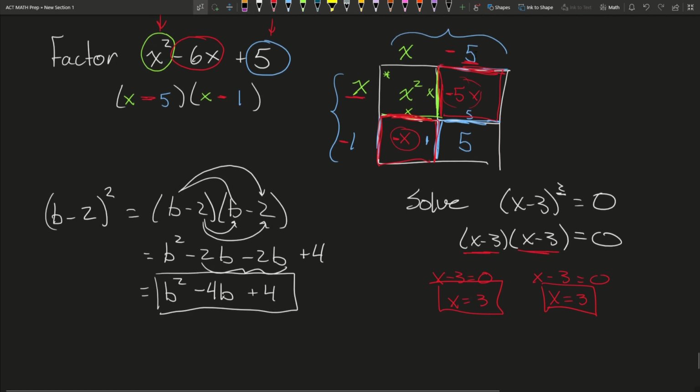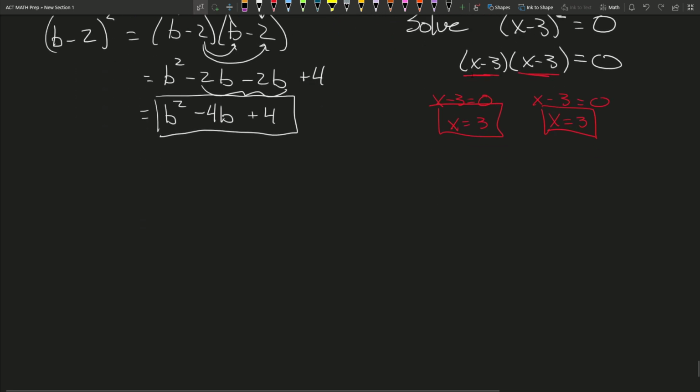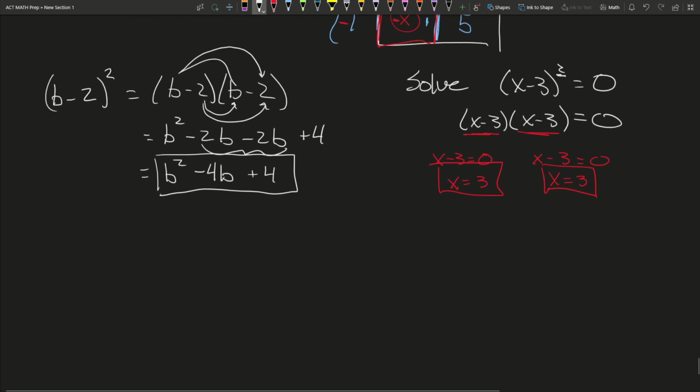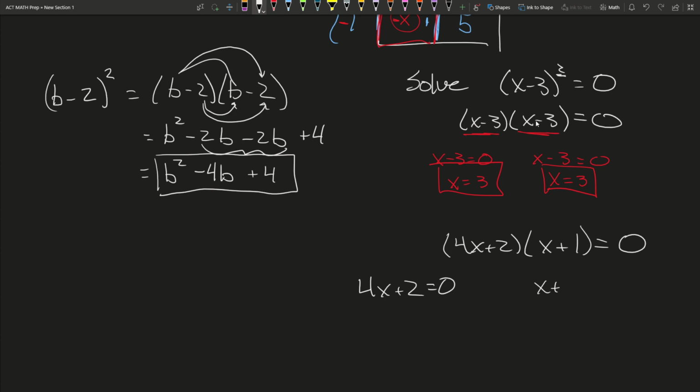Where that's important to do what I was saying, right? So if instead of x minus 3 squared, it was 4x plus 2 times x plus 1 is equal to 0, you'd have to set both of those factors equal to 0. Right, so you'd set 4x plus 2 equal to 0, and x plus 1 is equal to 0. And then you'd solve, all right? All right, let's do one more, then you can finish up.